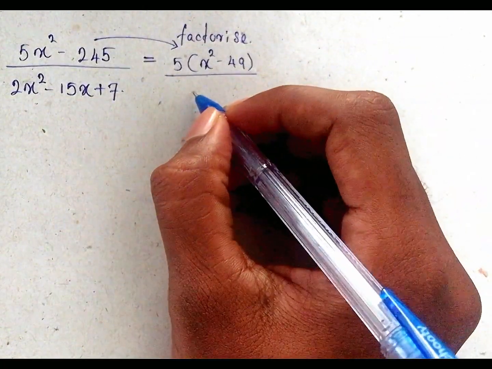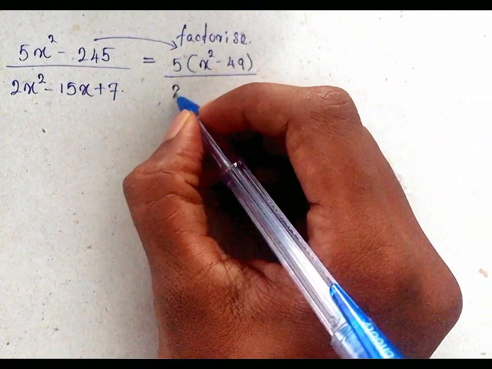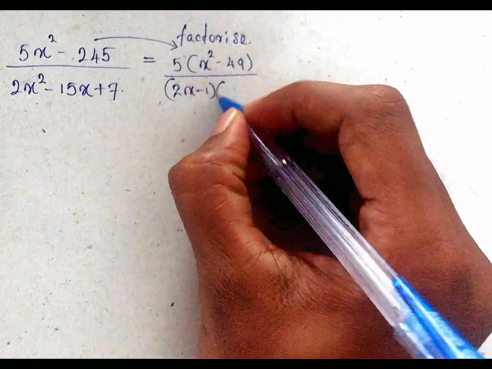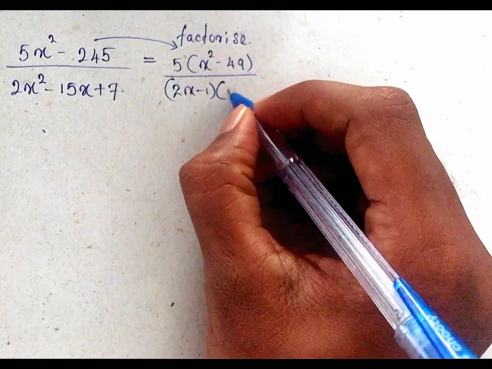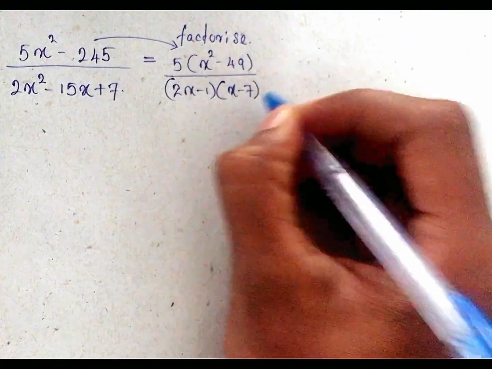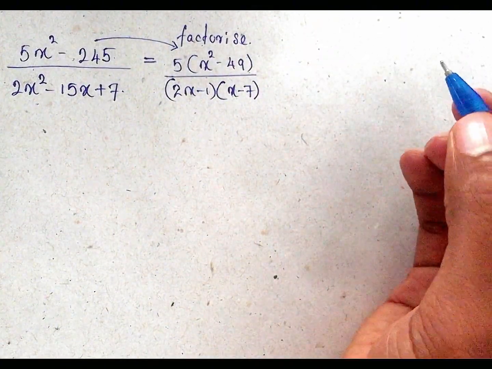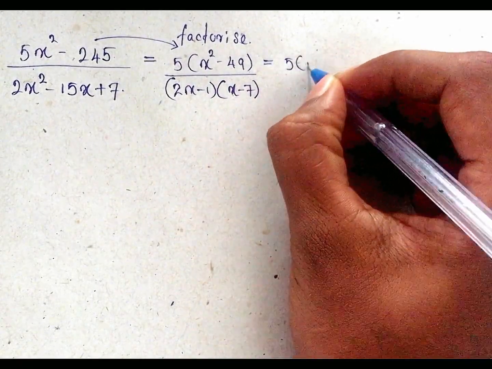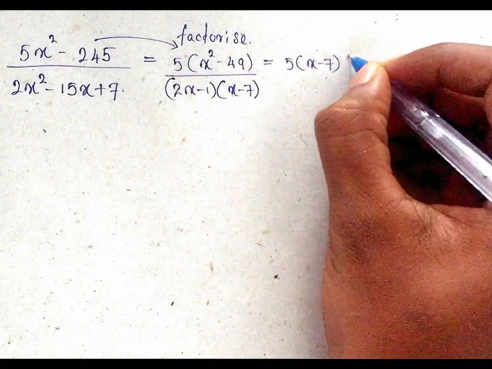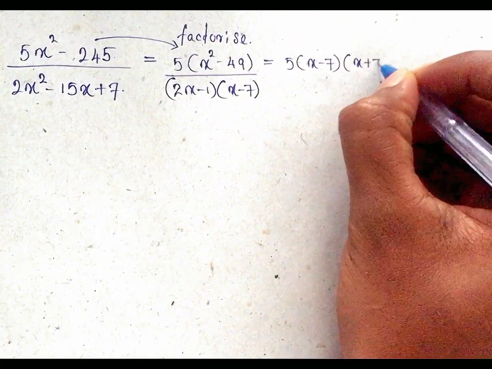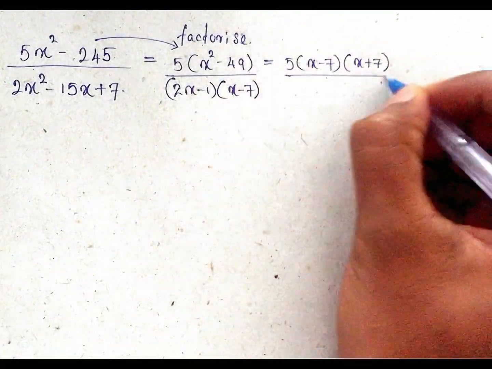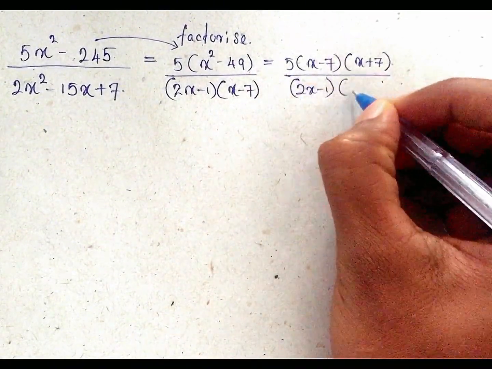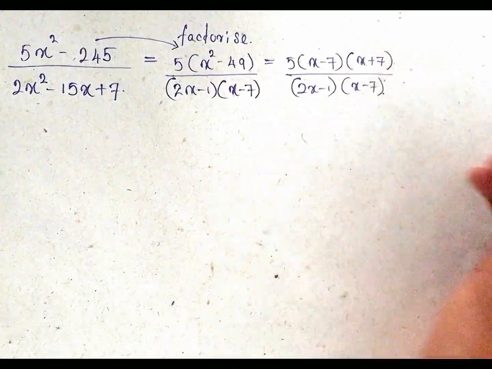Also here is another method for factorizing. I write down the two factors in one step, 2x minus 1 and x minus 7. These are the two factors in the denominator. We still did not factorize the numerator. The two factors for x squared minus 49 are x minus 7 and x plus 7, you know it, and the denominator is 2x minus 1, x minus 7.